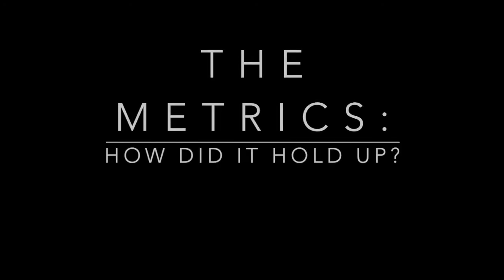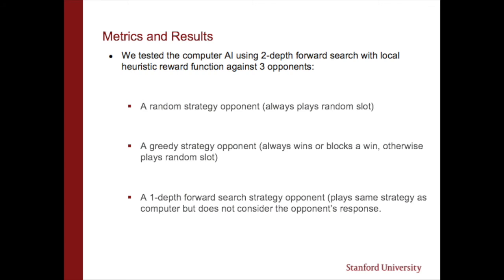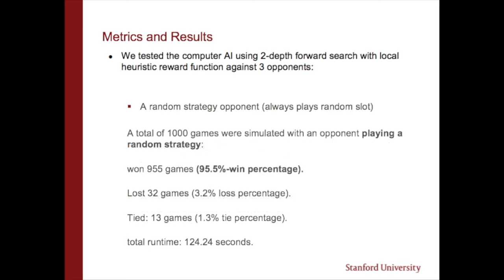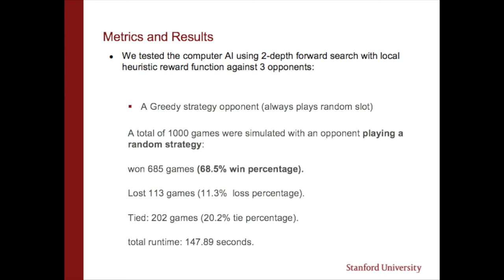In order to get metrics on the efficiency of our algorithm, we created 3 separate opponents. One would act randomly, regardless of what the other player did. When we ran this with 1,000 games, our algorithm won 955 of the games and lost 32, with 13 resulting in a tie. The greedy opponent simply looked at the state space it was currently in, and made the best decision of, can I win the game or can I prevent a loss? We won 685 games, we lost 113 games, and we resulted in a tie for 202 games.